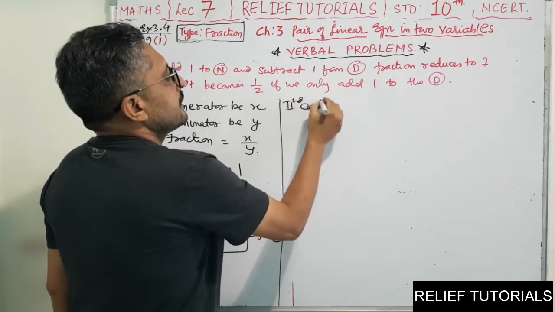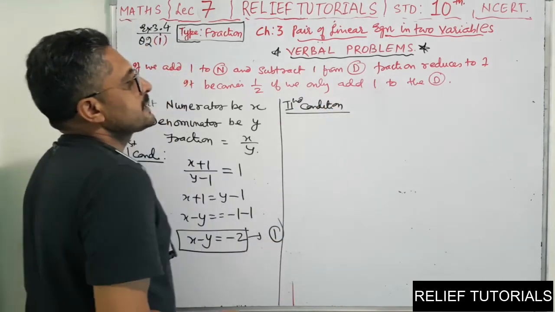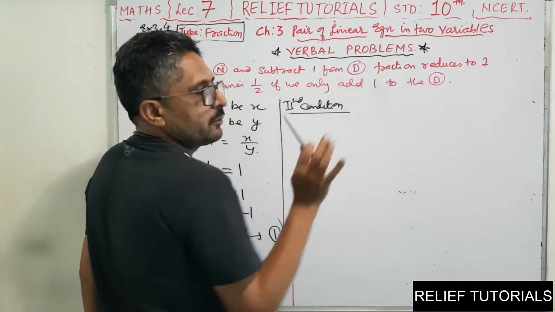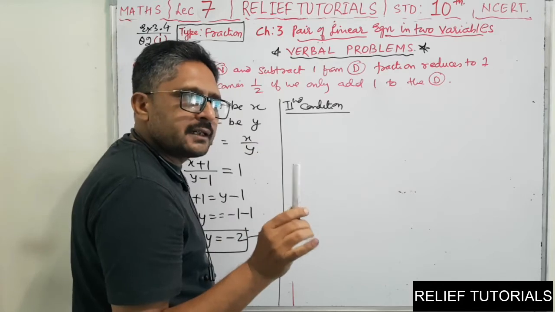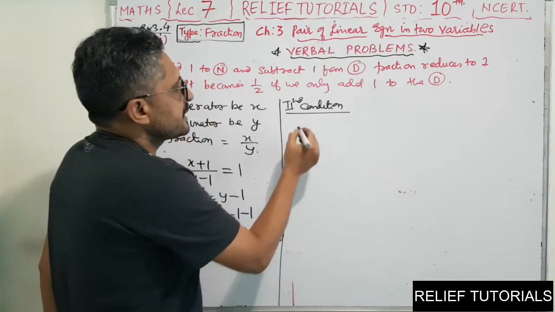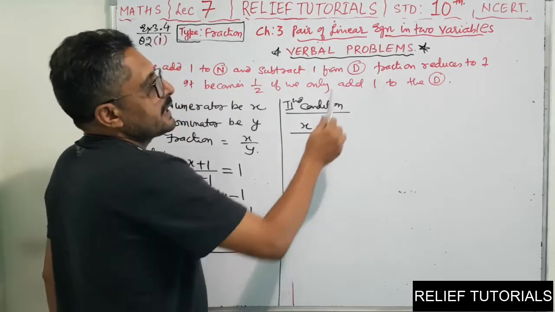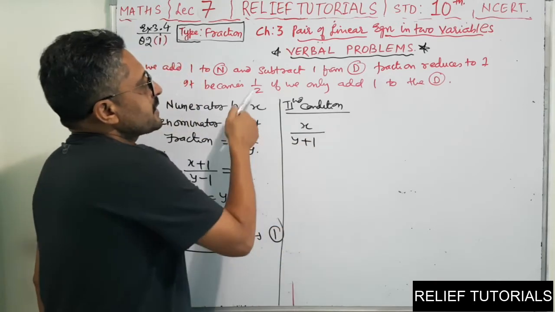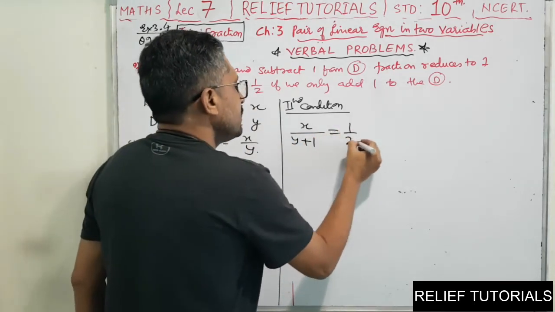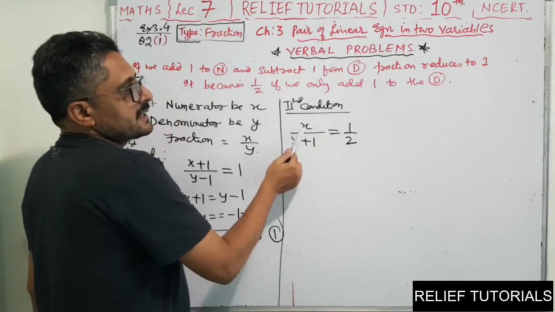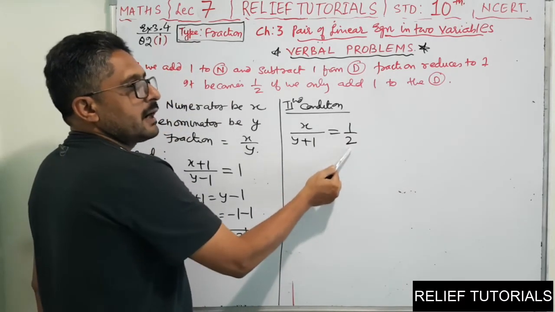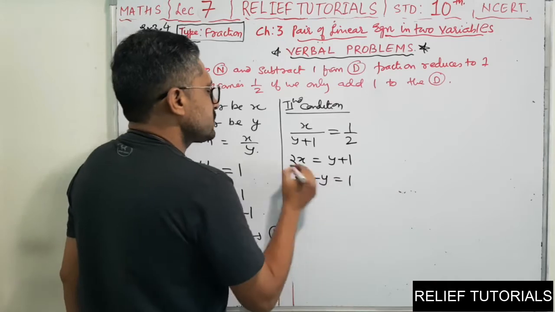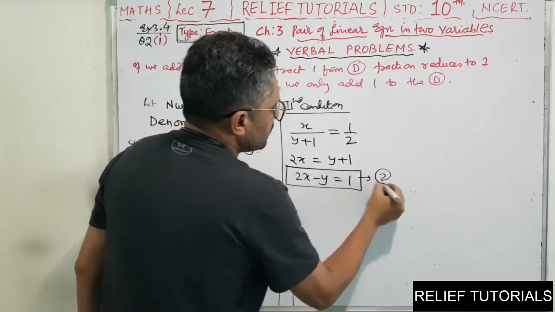Now, second condition. What does it say? It becomes half. Fraction will become half if we only add 1 to the denominator. So you are adding 1 to the denominator. You are adding nothing to the numerator. So numerator is x, and denominator y, you add 1 to the denominator. So y plus 1. So that fraction will become half. So this is equal to half. Got it? Numerator as it is, just we are adding 1 to the denominator, fraction will become half. Now cross multiplication. 2x is equal to y plus 1. So 2x minus y is equal to 1. This is our equation number 2.